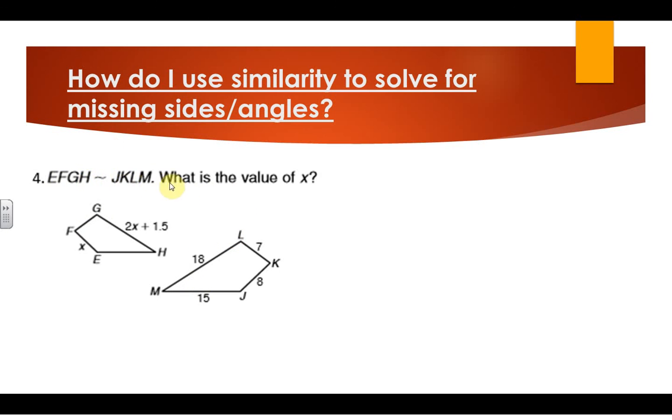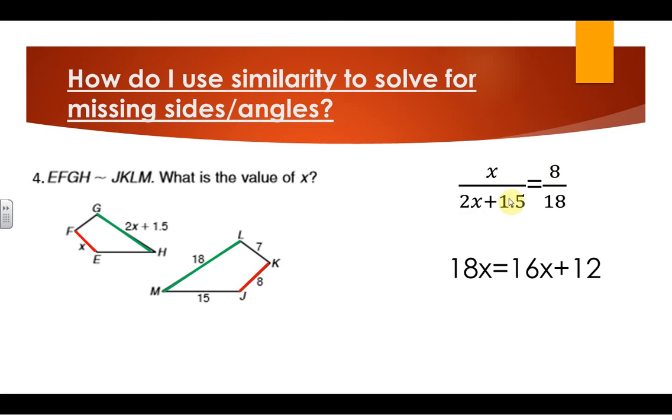EFGH is similar to JKLM. These letters are there for a reason. What is the value of x? If I see x here on FE, FE corresponds with JK. So that's 8. So I can set up x over 8. And then I have to find another piece that's going to be helpful. I only have 2 pieces up here. So GH is going to go with LM. Again, I'm using the order of the letters to help me because it's kind of hard to see which way this was rotated. Now I can set up my proportion: x over 2x plus 1.5 equals 8 over 18. Cross multiply, make sure you distribute when you cross multiply here, solve, and you get x equals 6.